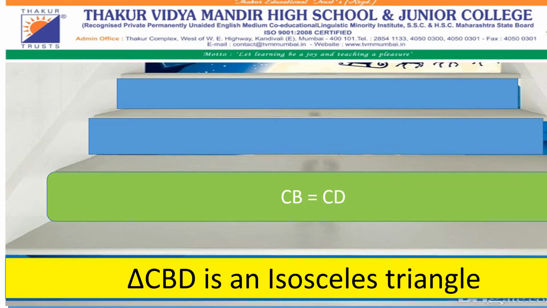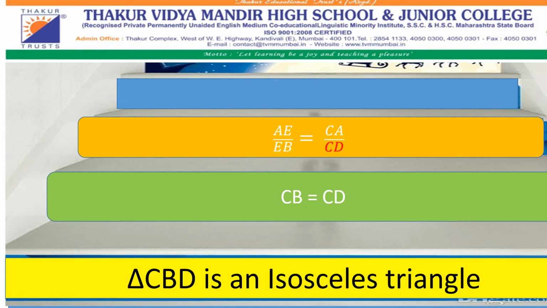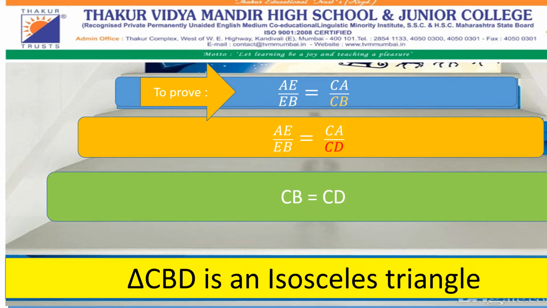Now we have already used the basic proportionality theorem in the given triangle, and we have got AE upon EB equals CA upon CD. Since we have proved CD equals CB, I will replace CD, which is written in red color, by CB. So I'll get AE upon EB equals CA upon CB, and that is what we need to prove. So these are 4 steps involved in proving this theorem.